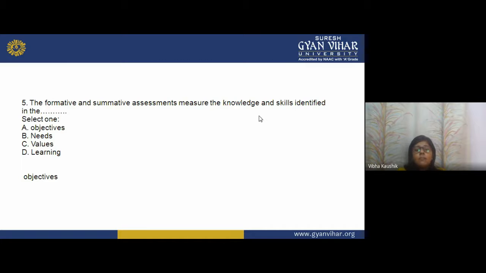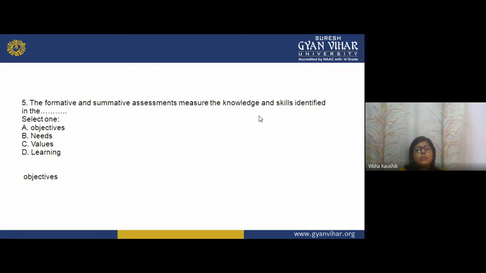Now, the formative and summative assessment measure the knowledge and skills identified in the. The options are A, objectives, B, needs, C, values, or D, learning. It means the formative and summative assessment that has been used by the teacher during the teaching learning process. These types of assessment measure the knowledge of the learner and skills, whether they have been able to develop those skills or not, that has been identified where.